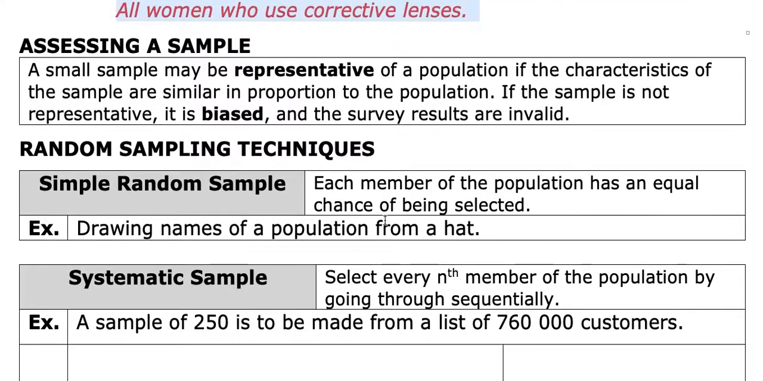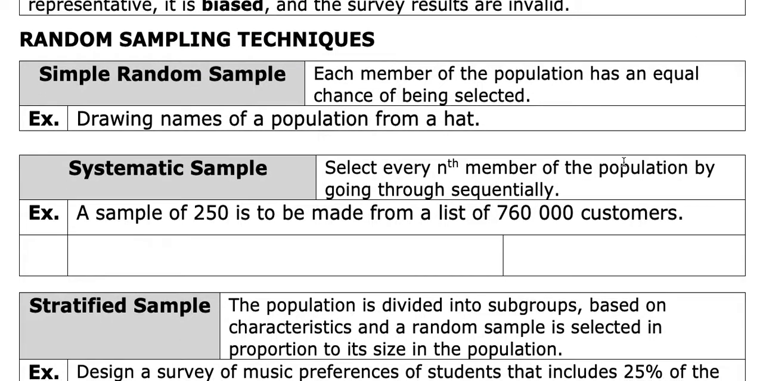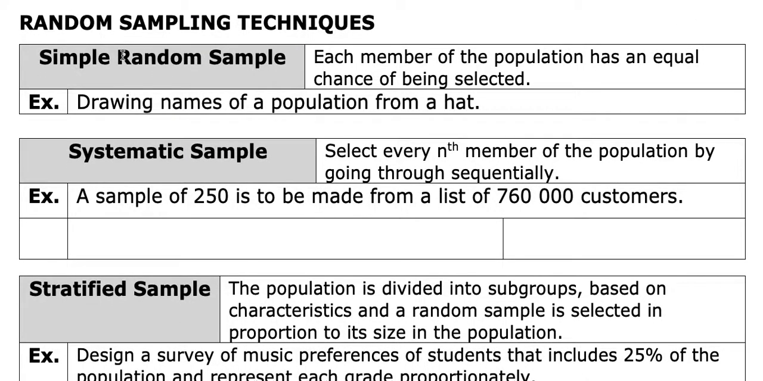Now, assessing the sample. A small sample may be representative of a population if the characteristics of the sample are similar in proportion to the population. If the sample is not representative, it is biased, and the survey results are invalid. So what we're going to do is discuss multiple types of sampling techniques, each of which are trying to select a group that are representative of the population.